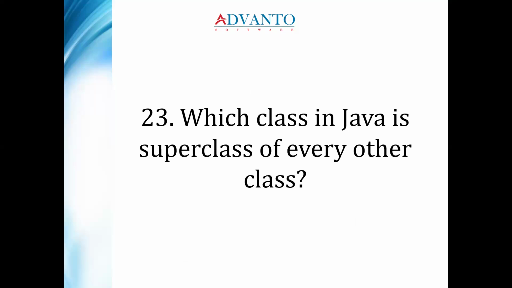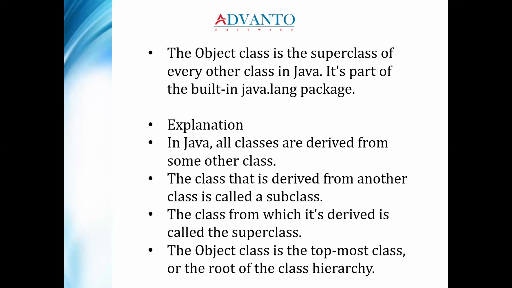Which class in Java is the superclass of every other class? The Object class is the superclass of every other class in Java. It's a part of the built-in java.lang package. Explanation. In Java, all classes are derived from some other class. The class that is derived from another class is called a subclass. The class from which it's derived is called the superclass. The Object class is the topmost class or the root of the class hierarchy.